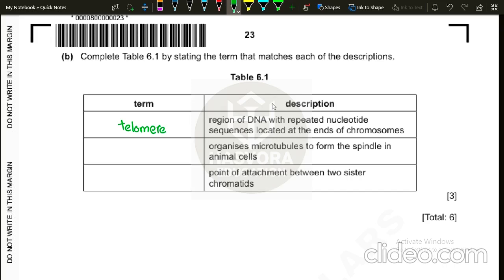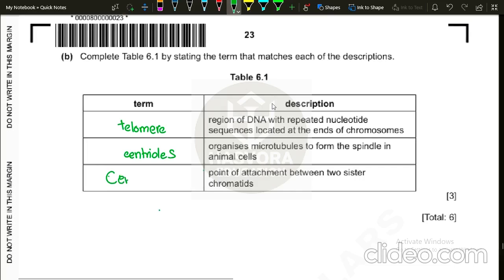Organizes microtubules to form the spindle in animal cells. So they are the centrioles. Point of attachment between the two sister chromatids. So it will be your centromere, because it is the point, let me just write it again. Centromere. So the centromere is the point.